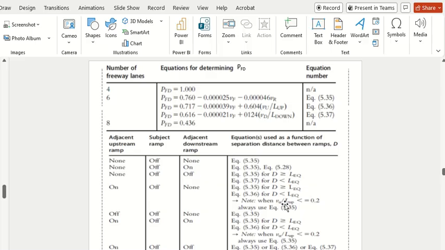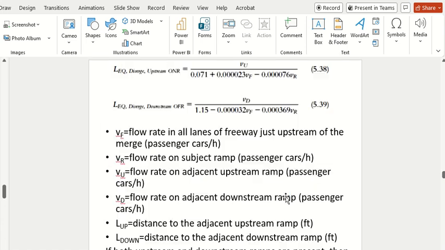Okay, so now you can see that it is more than 0.2, so I still have both options open for me. I can use 5.35 or 5.36, both options are open. Okay, so I need now LEQ. So upstream on ramp, this is LEQ, you already know VU. You already know the flow rate on the freeway and you know the flow rate on the ramp.